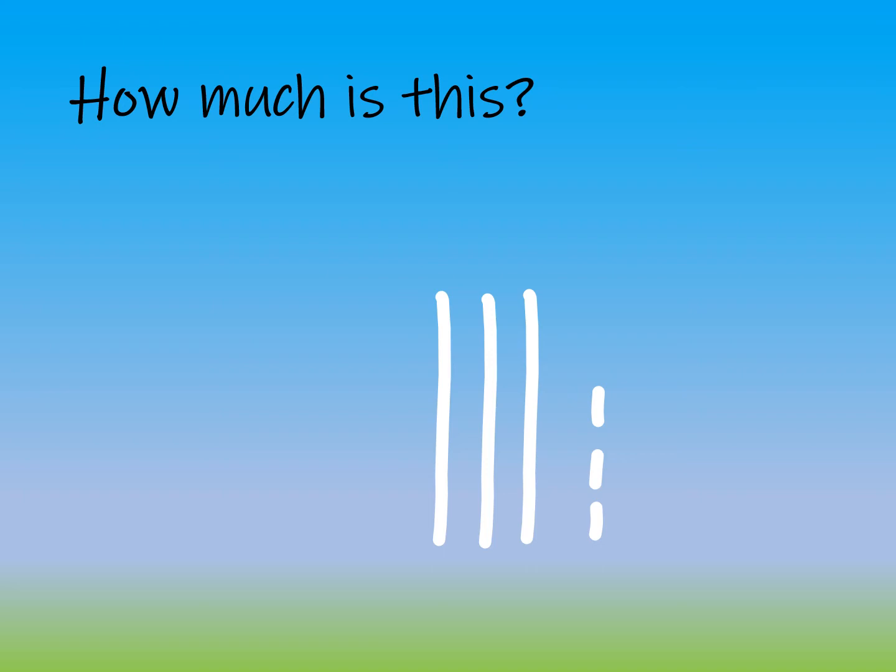How much is this? Turn and tell your partner. How many ones did we have? 3. How many tens do we have? 3, which is 30. And what's the number when we put it together? Turn and tell your partner that number. If you said 33, pat yourself on the back. Good job.